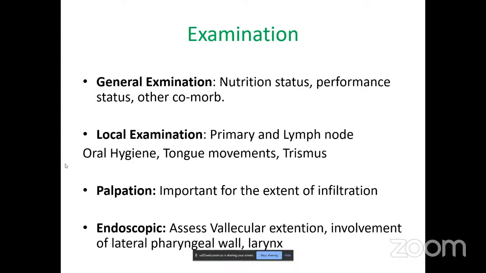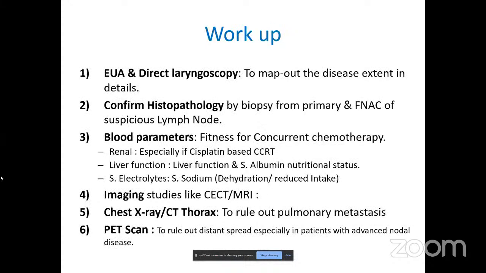And it is important to do an endoscopic examination to assess the valvular extension or extension to pharyngeal wall or larynx. Even if you don't have the endoscope, you should consider indirect laryngoscopy to assess the mucosal extent, because mucosal extent you may miss with your radiological finding. And these are the workup details that we need to do.